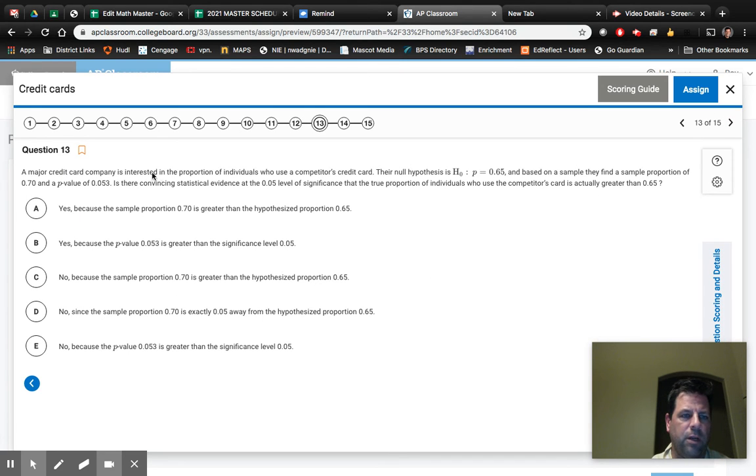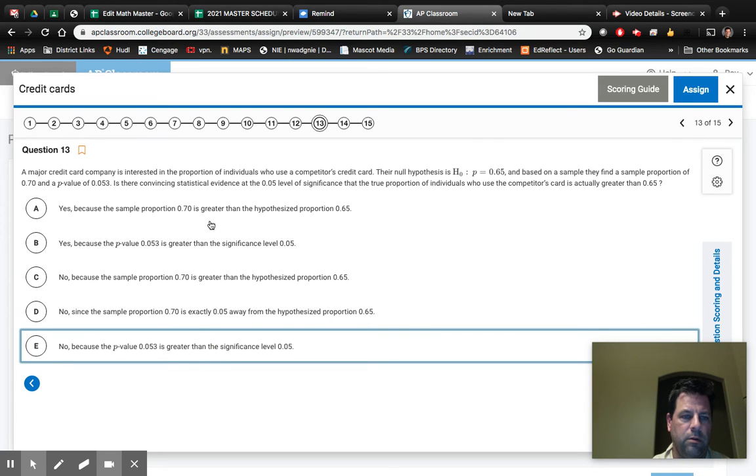13. A major credit card company is interested in the proportion of individuals who use a comparative script. There's the null. Got a sample of this, which is higher. The p-value is this. Is there convincing statistical evidence at the 0.05 level? So we're greater than. So I'm going to have to say no, because we have to fail to reject. So there's not evidence that it is greater than this. Okay? Yes, yes, no, because the sample proportion is greater. No, since the p-value is greater. Yeah. I hope you got that one.